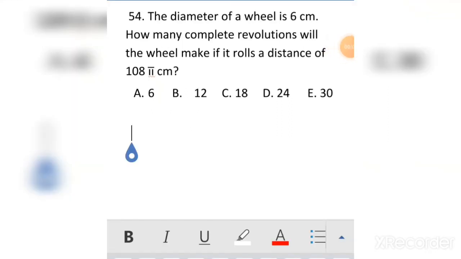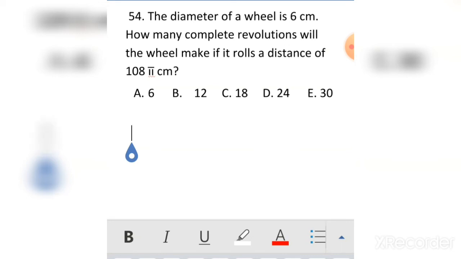54. The diameter of the wheel is 6 cm. How many complete revolutions will the wheel make if it rolls a distance of 108 pi cm? A, 6; B, 12; C, 18; D, 24; E, 30.